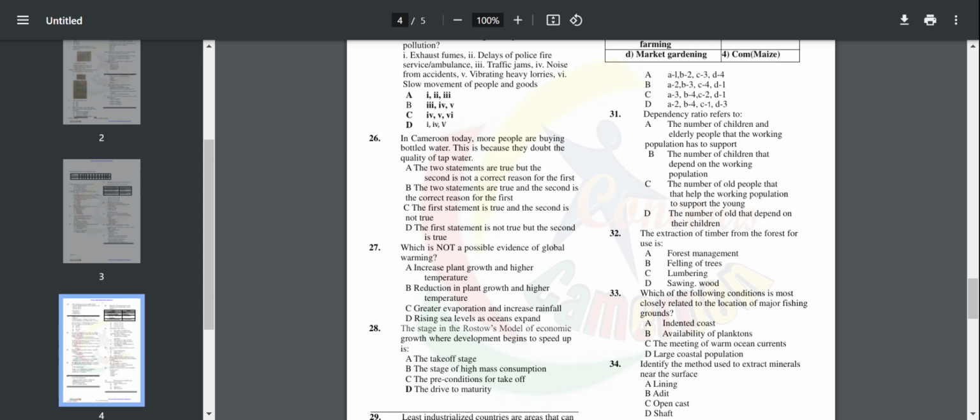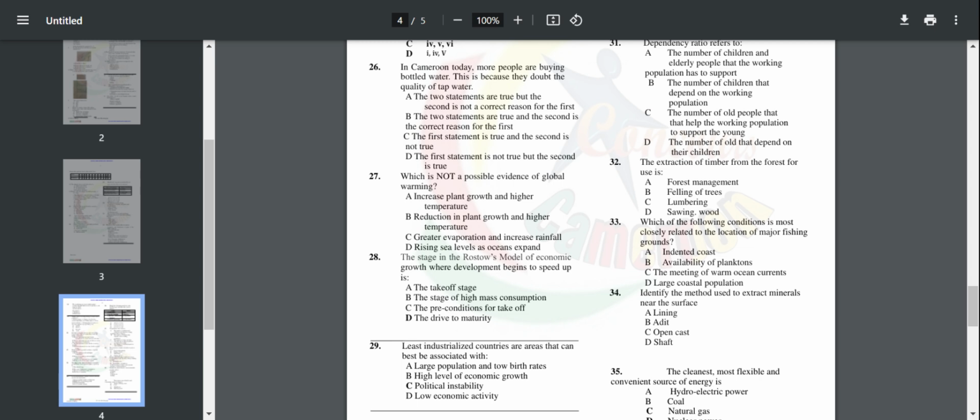Question 27. Which is not a possible evidence of global warming? The answer is A. Question 28.